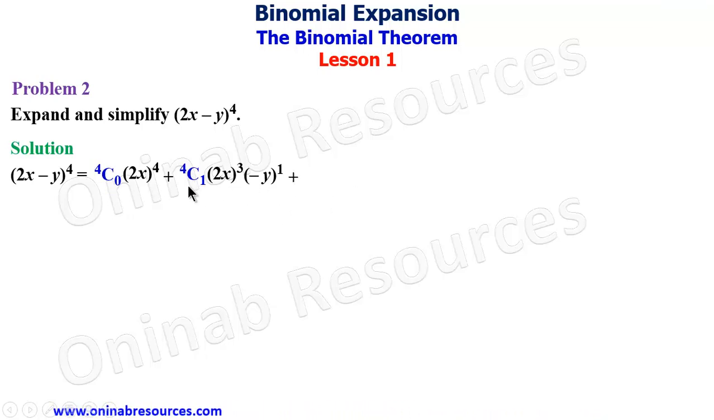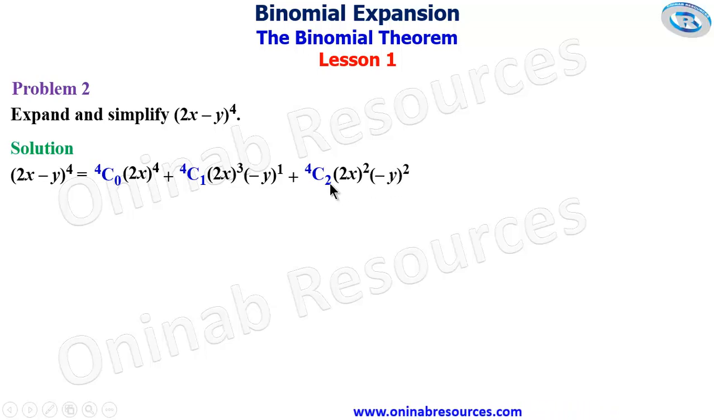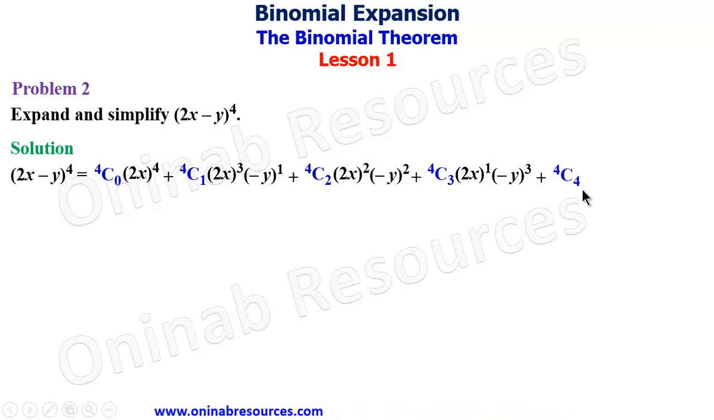Then the next term is going to be 4 combination 2. Since this is 0, 1, the next term is 4 combination 2. Remember, 2x to the power of 2. 4 minus 2 is 2. Then negative y raised to power 2, which is the subscript. Then we have gotten 1, 2, 3 terms, remaining 2. So the fourth term is going to be 4 combination 3. Then we have 2x raised to power 1, where negative y will be raised to power 3. And the last term, we are having it as 4 combination 4.